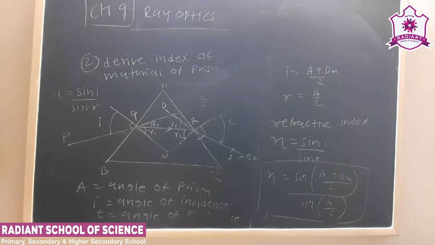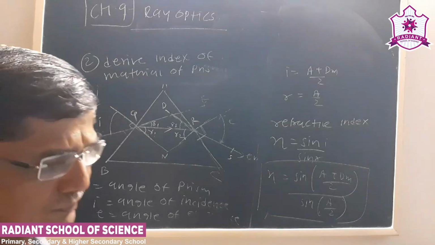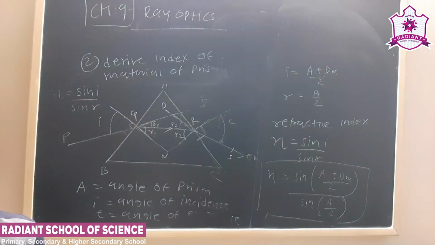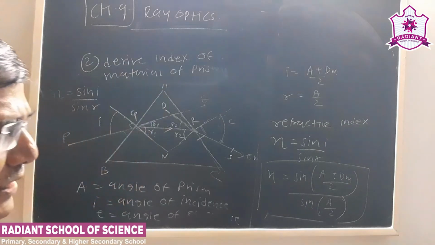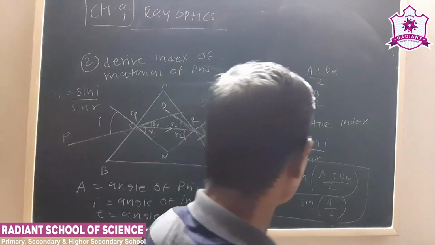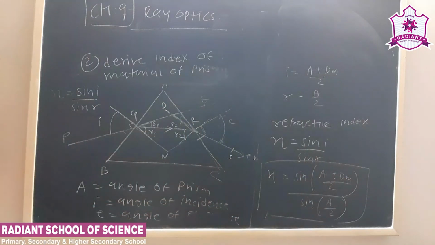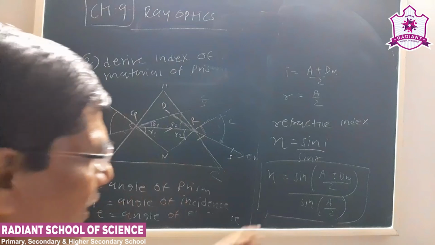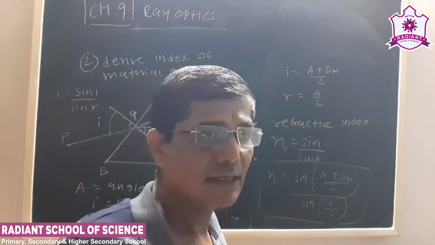So now the question is basically divided into two parts. First, we proved that i plus e is equal to A plus delta. What is i? Angle of incidence. e is the angle of emergence, A is the angle of prism, and D is the angle of deviation. And using that, we have derived the equation of refractive index of the material of the prism: refractive index is sin of (A plus dm) by 2 upon sin of A by 2.